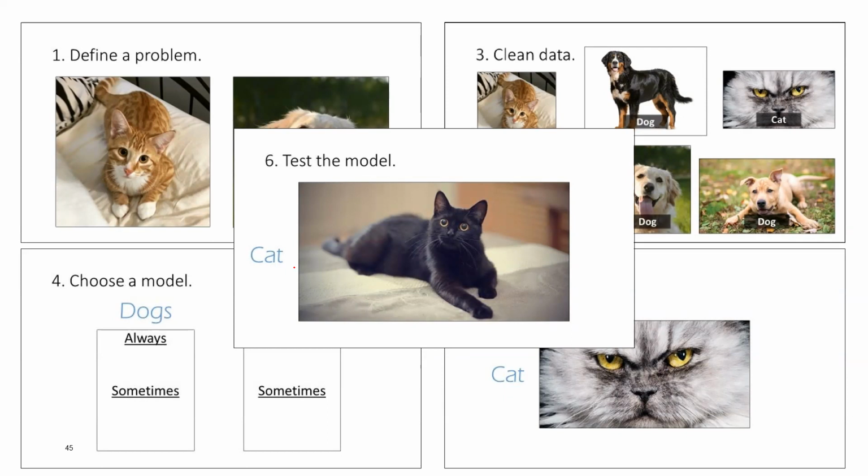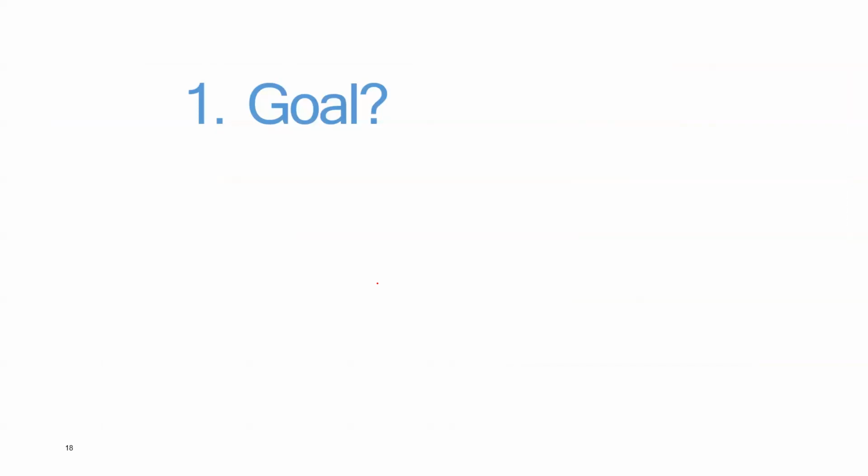Define the problem. After you define the problem, you have to find the data. After you find the data, you clean the data, then you choose a model, then you train the model, then you test the model, and finally deploy it. This is what we need to know on how to do machine learning. So what is our goal?